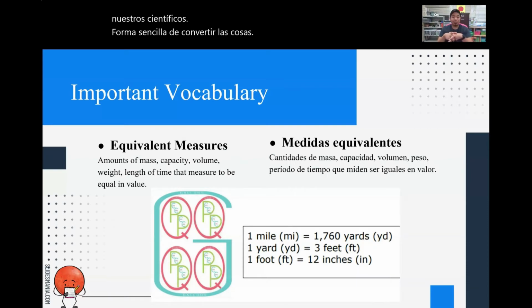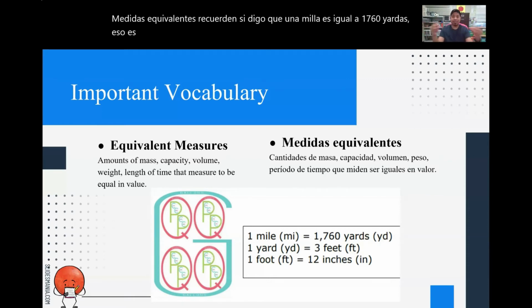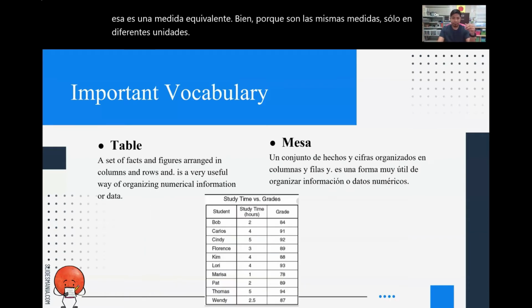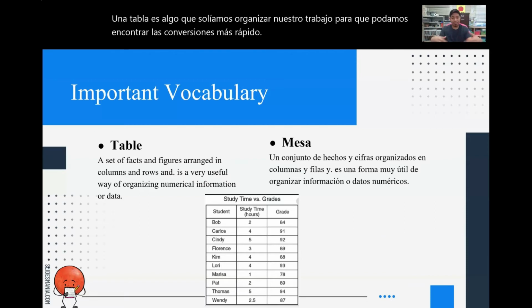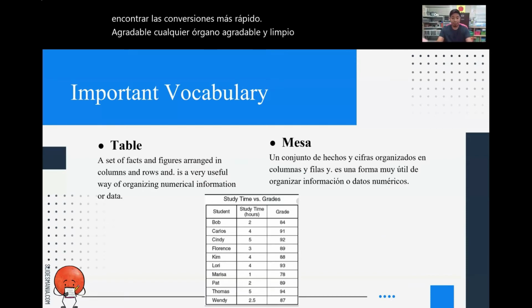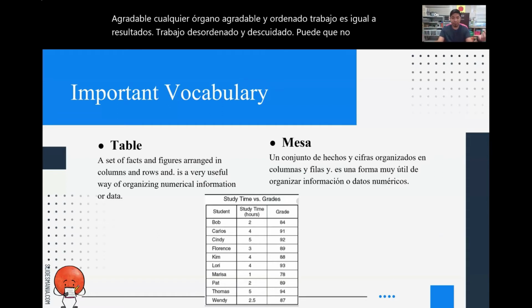Equivalent measures. Remember, if I say 1 mile equals 1,760 yards, that's an equivalent measurement, okay? Because they're the same measures, just in different units. A table is something that we use to organize our work so that way we can find the conversions faster. Nice and neat work equals results. Messy, sloppy work, you might not find it anymore, and you don't know what you've done, okay?